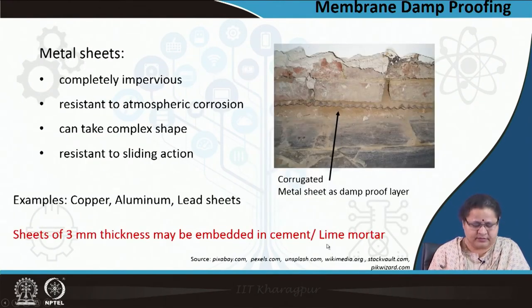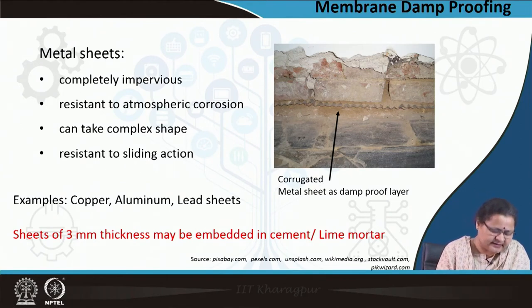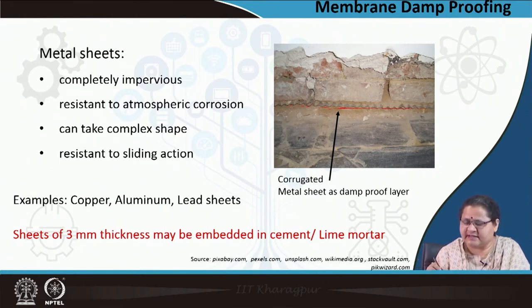Coming to the next, it is metal sheets. You can see in this picture that the corrugated metal sheet has been applied in this particular zone. So, this is the wall, this is where the corrugated metal sheet has been inserted when the slab was being cast.